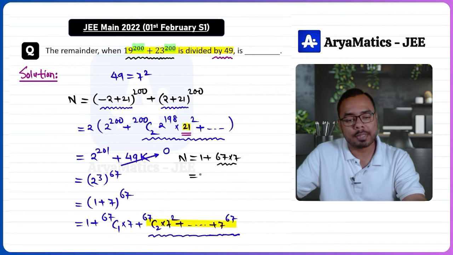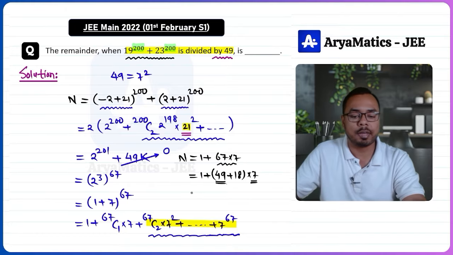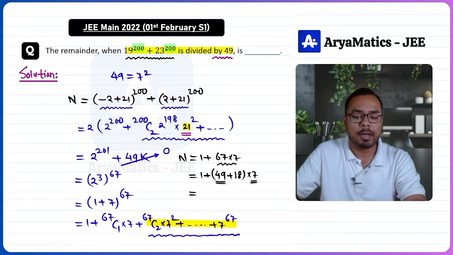But if you want, you can save some time in calculation. 67 you can write as 49 plus 18, and this multiplied by 7, and again 49 into 7 is a multiple of 49, so that you can neglect. So basically we are left with 18 into 7 plus 1. Now 18 into 7 will be 126 plus 1, so that will be 127, right?